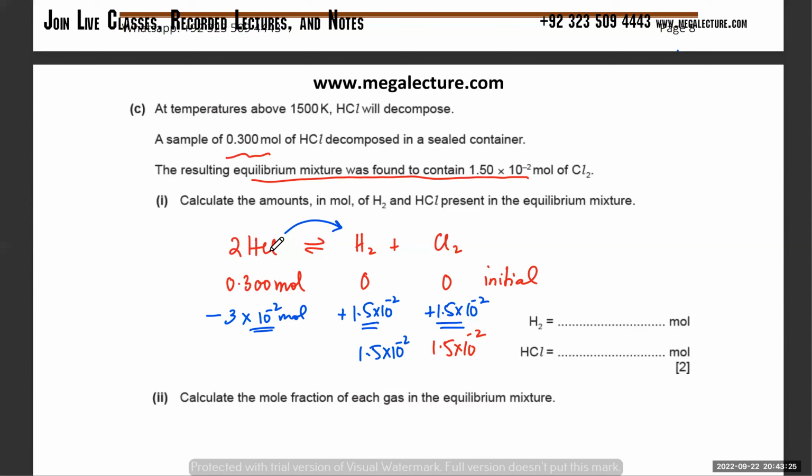And how many moles of HCl would you have left? You started off with 0.3. These are gone. So what are you left with? You get 0.27. Yes, 0.27. So you found your equilibrium moles.